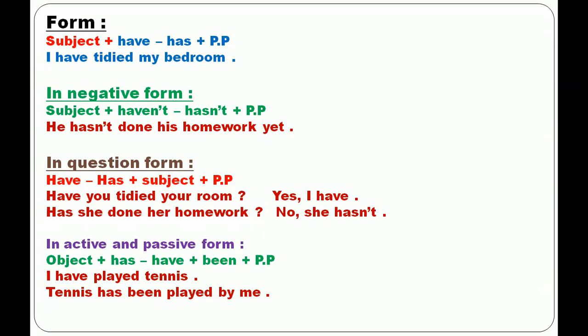Let's begin with the form of the verb. Present perfect consists of have or has plus the past participle. For example, I have tidied my bedroom. He has finished his homework.